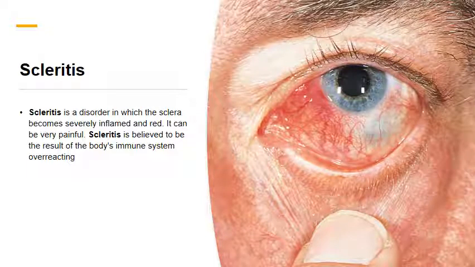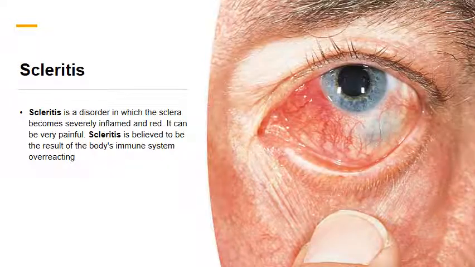However, the next condition, scleritis, affects the sclera and it's pretty harmful. It's an autoimmune reaction of the body, and it leads to a lot of pain because the sclera becomes severely inflamed and red, and it's an emergency. It can damage the eye.